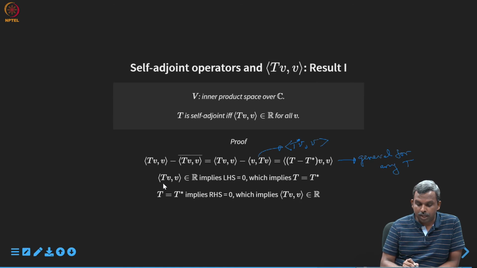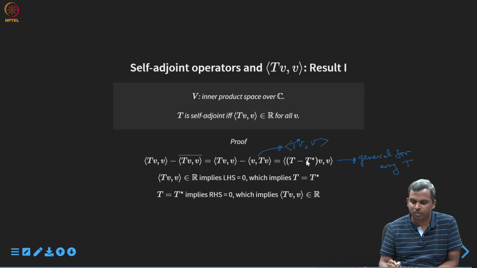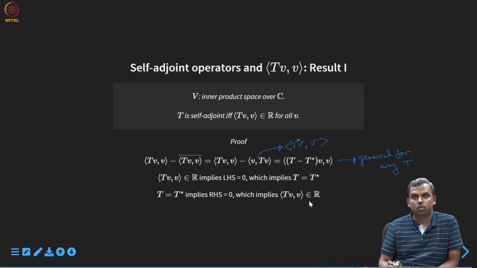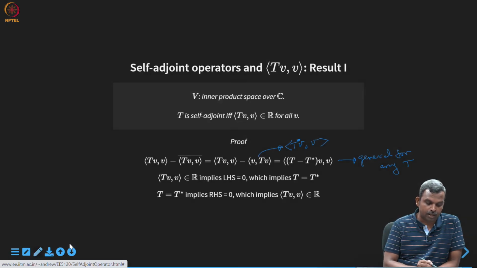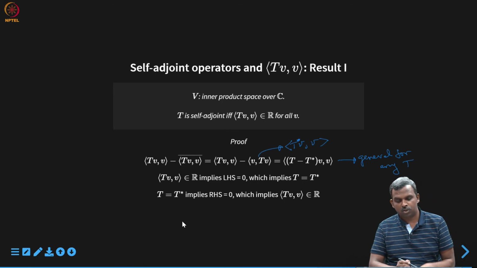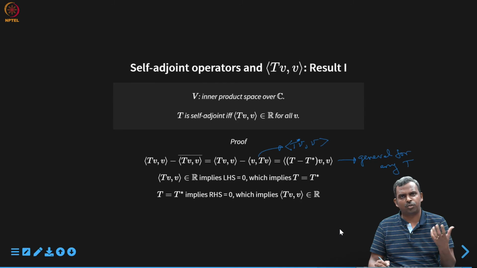So if ⟨Tv, v⟩ is real, then the left hand side is 0, which means T equals T star, easy enough to see. If T equals T star, the self-adjoint case which we knew before, then clearly ⟨Tv, v⟩ is real. So both ways this is true. So that's the first result in this. So you see with T being self-adjoint and ⟨Tv, v⟩ being real, all of these are very true.